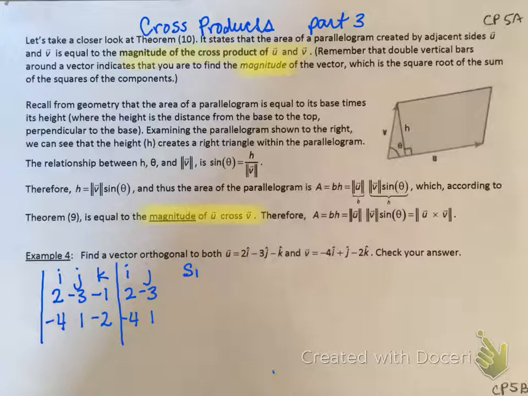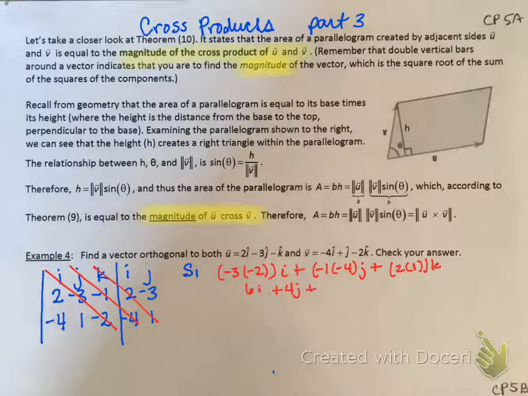Alright, so I'm going to work on sum 1. Sum 1 tells us to work left to right, so I'm looking at i first. So i says negative 3 times negative 2, i, plus j is negative 1 times negative 4, plus k is 2 times 1. Okay, so we got 6i plus 4j plus 2k. Alright, that's sum 1.